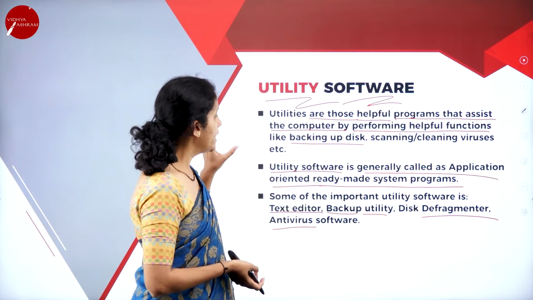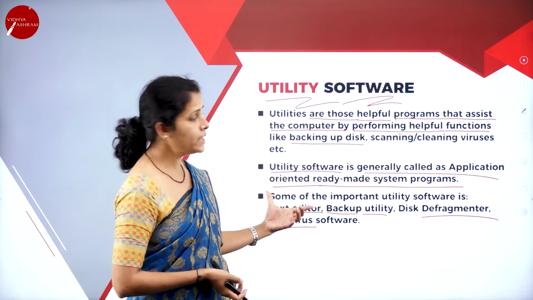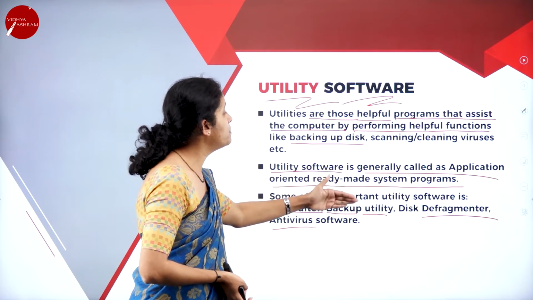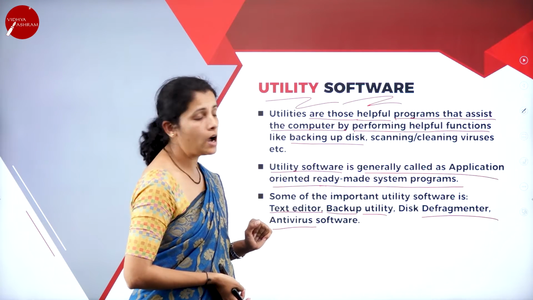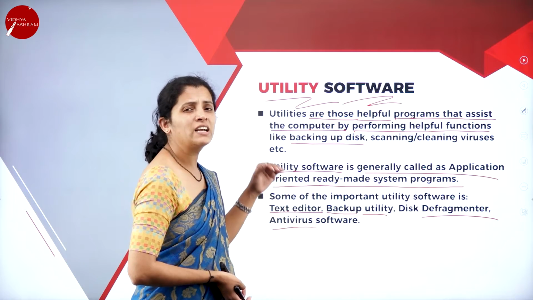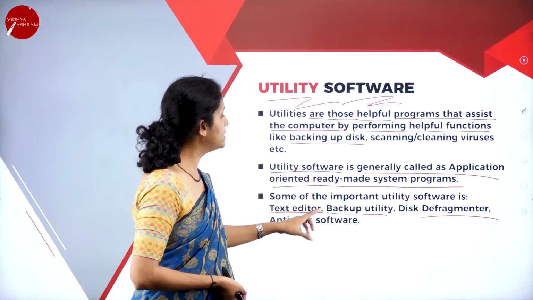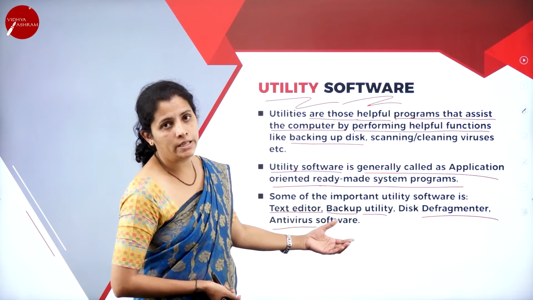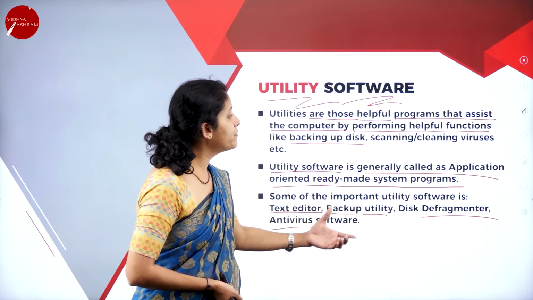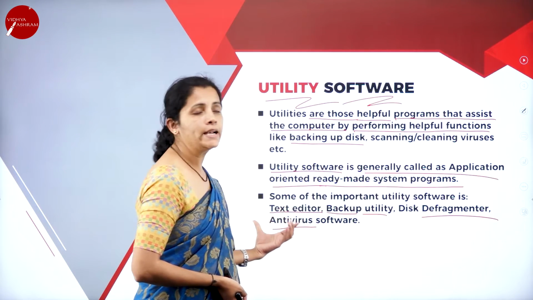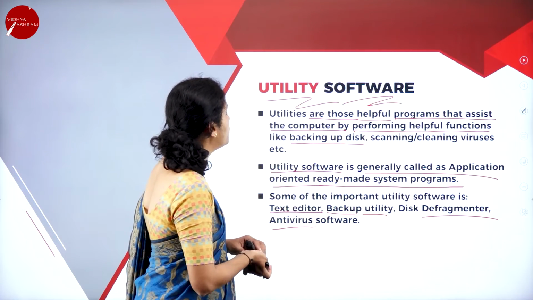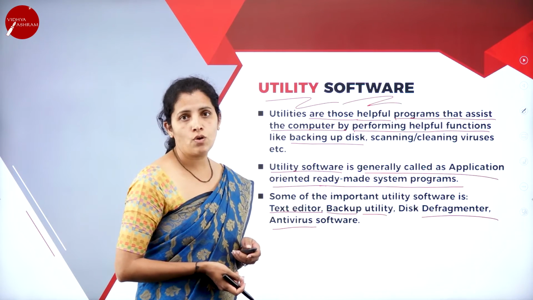So what are the examples for utility software? The common examples for utility software are text editor. You can consider any kind of text editor. Along with that, backup utility, disk defragment, then antivirus. These are the examples for utility software.